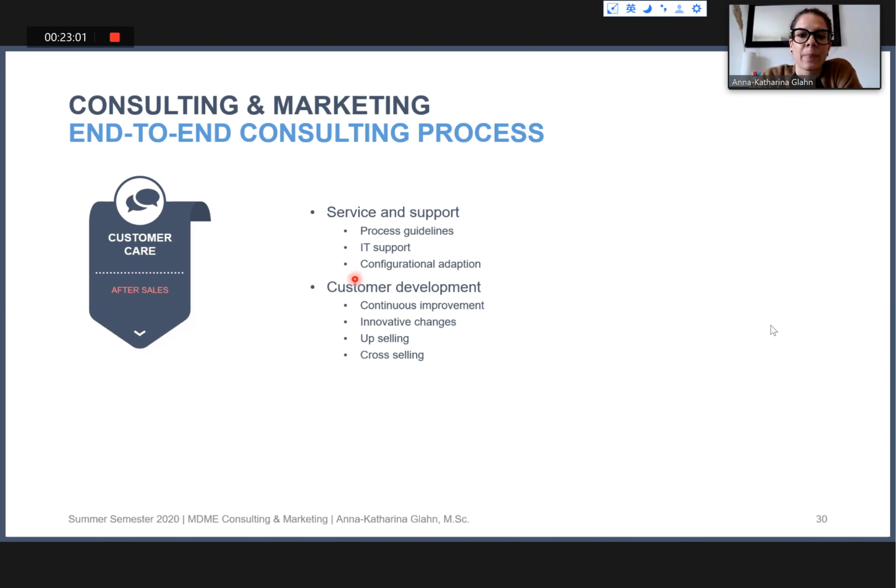And beside the support, we also have to focus as a consulting company on the customer development, because we want to hold them as a customer. And of course, we want to do some up and cross-selling. So we want to sell them more products and services. And therefore, we have to offer continuous improvement. That means to improve the processes step by step, and also to offer some kind of innovations.